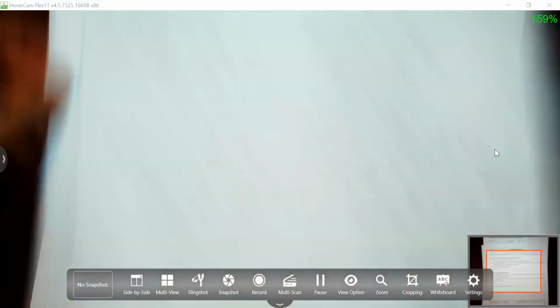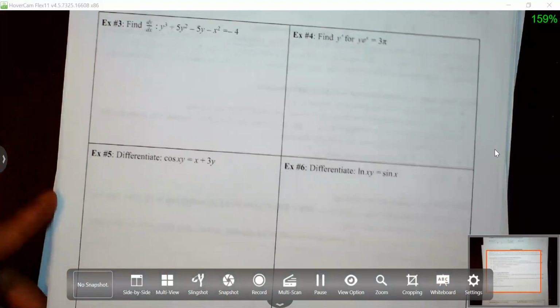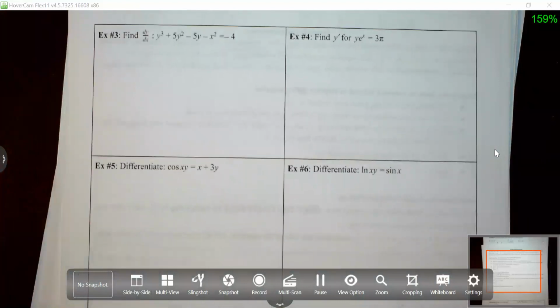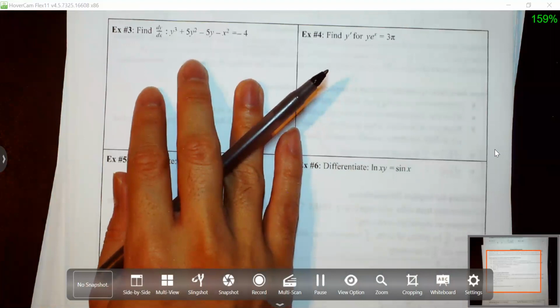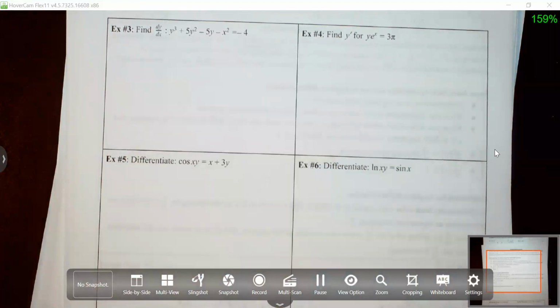Okay, let's move to example 3. Example 3, I actually think you should be able to do this one. This one, you don't need to plug something in at the end. I just want you to find the general derivative function here. So you could pause the video. I really suggest that you try this one on your own. This one isn't too bad.